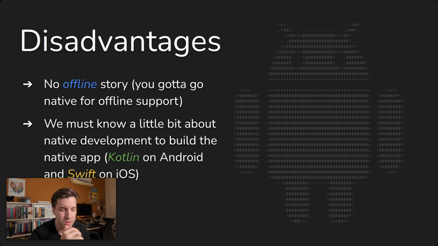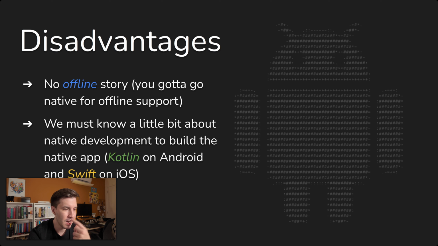Some of the disadvantages of Hotwire Native is that there's no offline story. So if you want to build an offline first kind of experience, you have to go fully native on that screen. So for instance, Hey, they say they have the home screen of Hey, where you see your inbox. That screen is fully native. So all those emails that you have on your inbox, they are cached locally. And so they are stored locally on the device, probably in a SQL database locally. So yeah, to provide that, they have to go fully native on that screen.